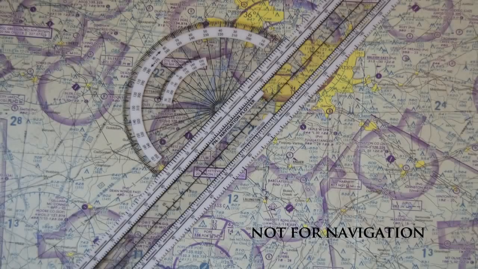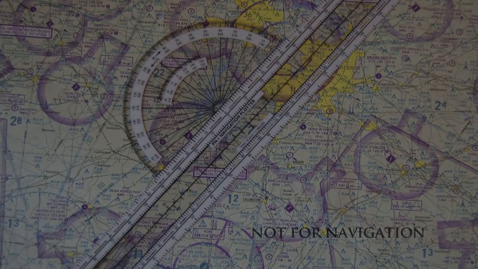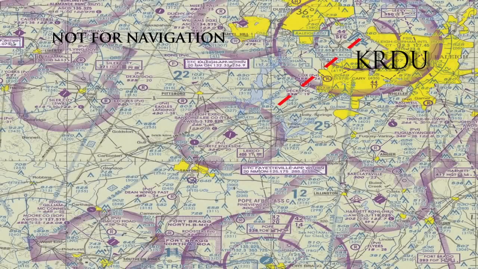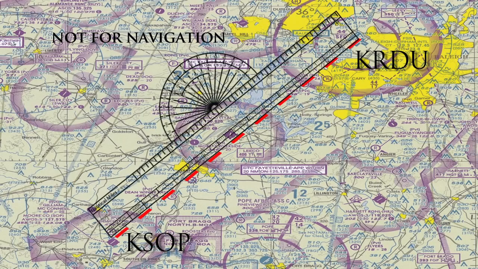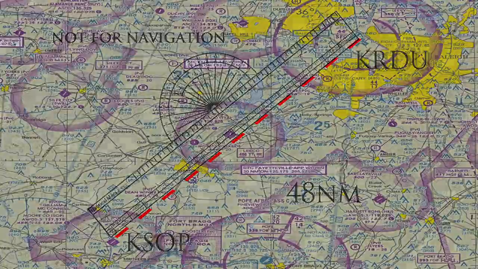The first thing we need to do is grab a plotter, a sectional, and decide where we want to go. Let's say we choose our departure airport as Raleigh-Durham and our destination airport as Moore County. Let's check the distance between both points. In this case, as you can see, the distance from Raleigh to Moore County is approximately 48 nautical miles.